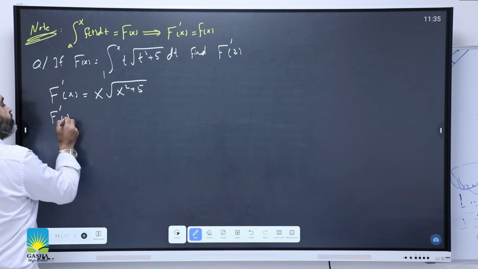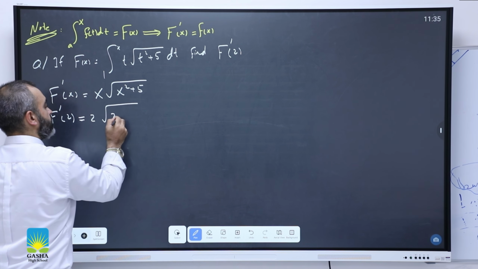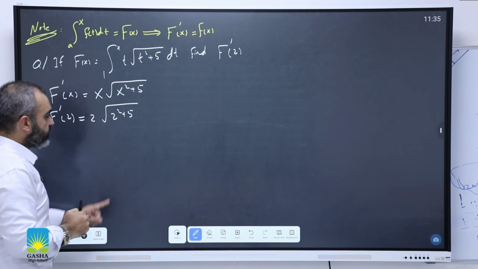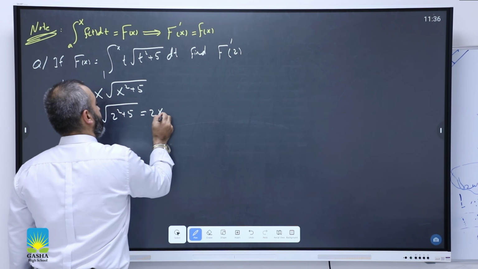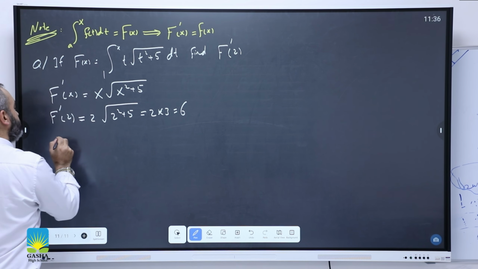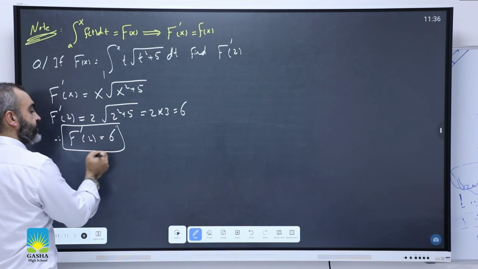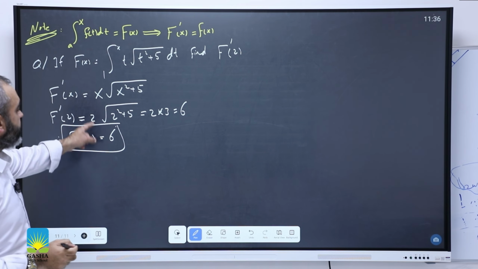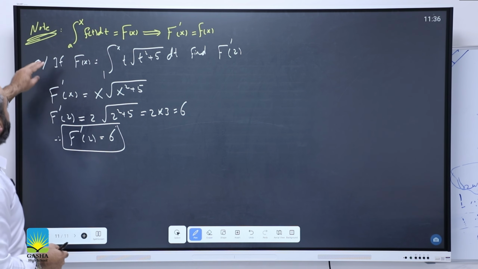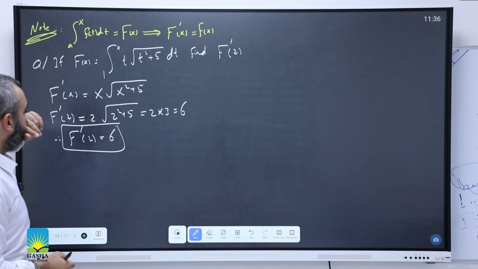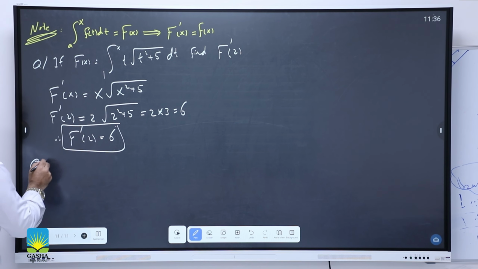And what about the f prime of 2? So we have 2 square root of 2 squared plus 5. 2 squared plus 5, it's 9. Square root of 9, it's 3. So 2 times 3 equal to 6. So f prime of 2 is 6. This means that the slope of this function is 6, right? This is the main idea of the integral from a to x. So what about the second question?